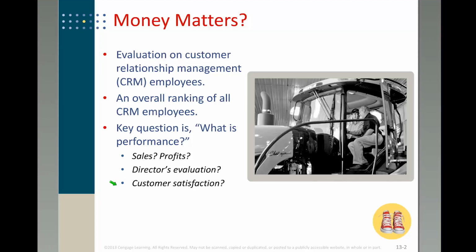Well, but after all, CRM employees are interacting with customers, right? So maybe they should be evaluated based on customer satisfaction. And then again, the bottom line is the CRM employees work to increase the company's sales and profits. So it could be profit, or it could be all of these, right? So apparently this could be a topic for business research, that is, to find out the most valid and reliable measure for performance.